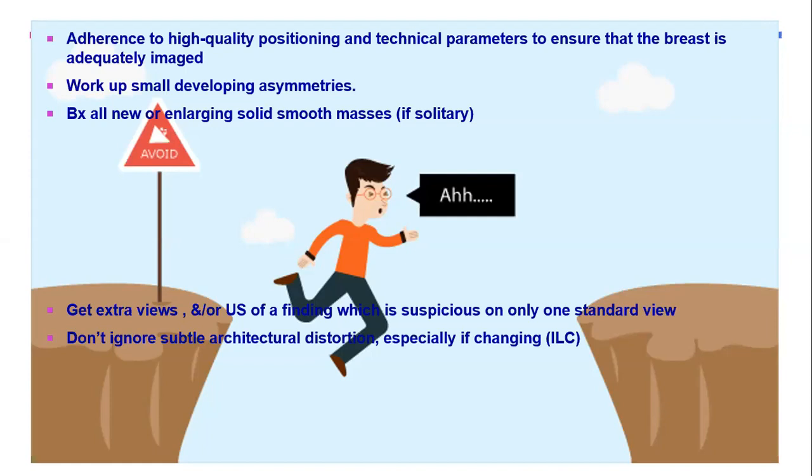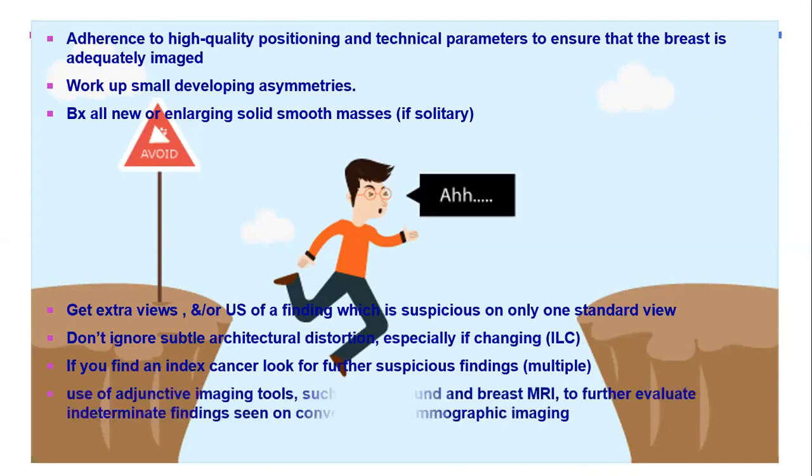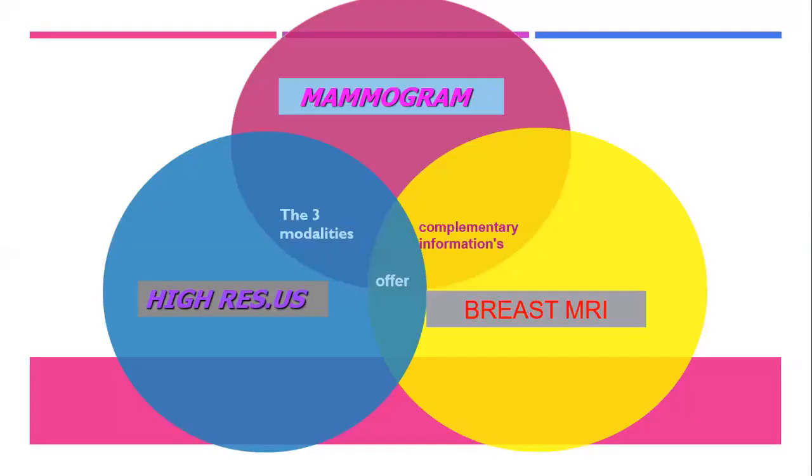Consider invasive lobular carcinoma. If you find an index lesion, look for further suspicious findings, multifocal and contralateral. Use adjunctive imaging tools such as ultrasound and breast MRI to further evaluate indeterminate findings seen on conventional imaging.